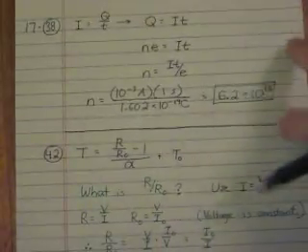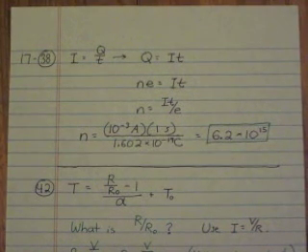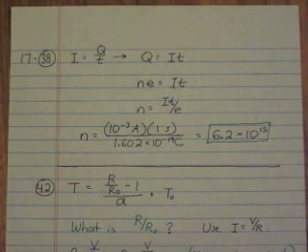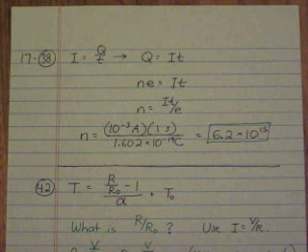Next is number 38. Number 38 asks about how many electrons pass a given point. So we start with the definition of current being Q over T. So Q is I times T.